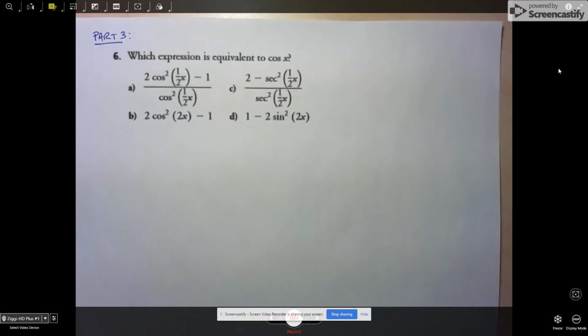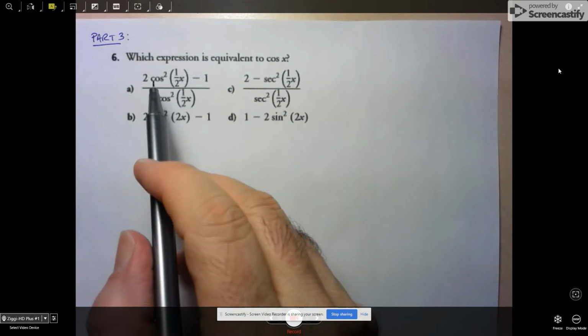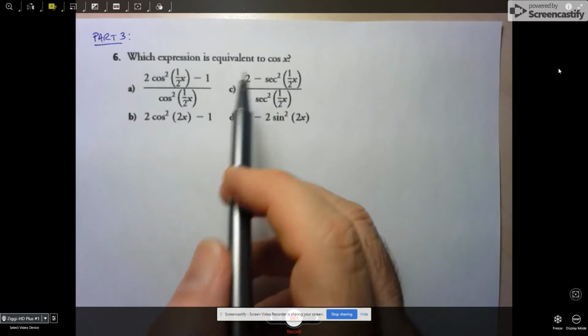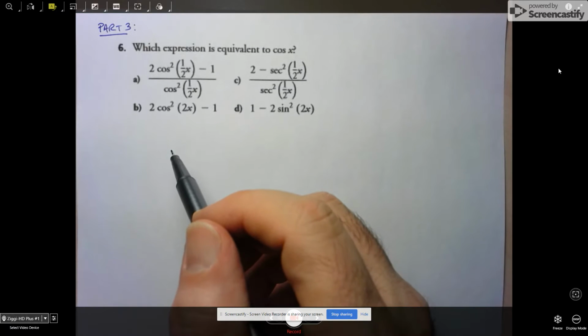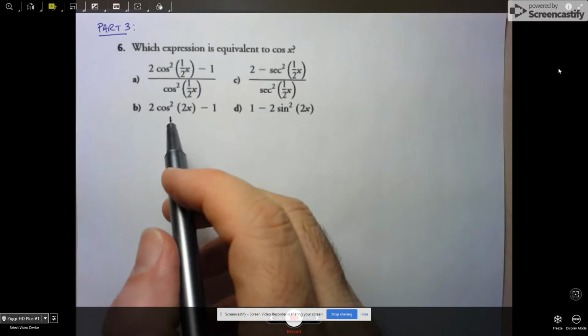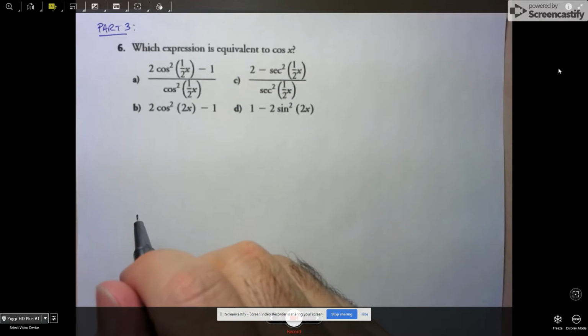Hi folks, we're going to take a look at number 6 from part 3 of the multiple choice course review. They're asking us which expression is equivalent to cos x. In some ways, we're going to try to eliminate the ones that won't work.